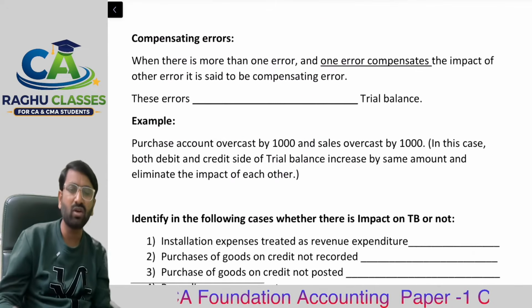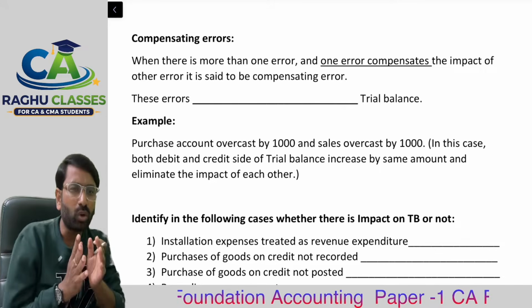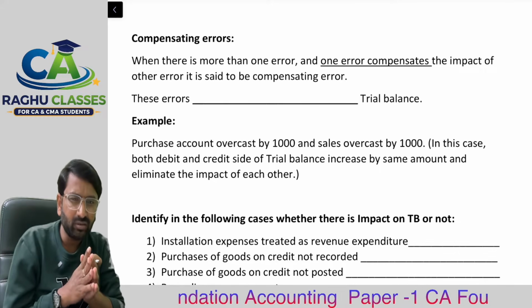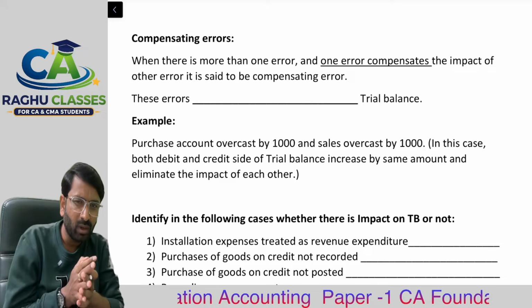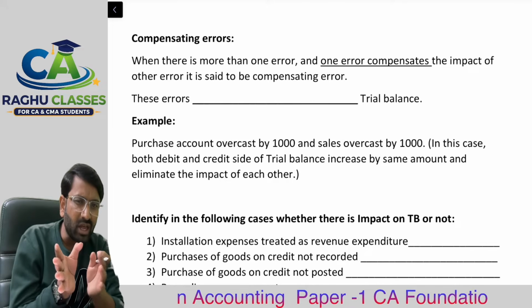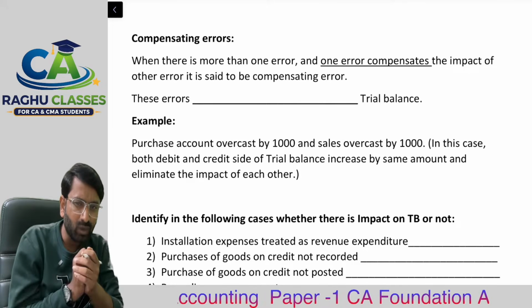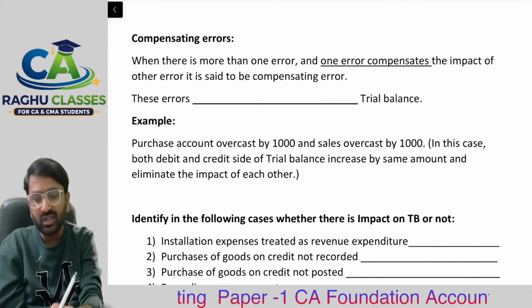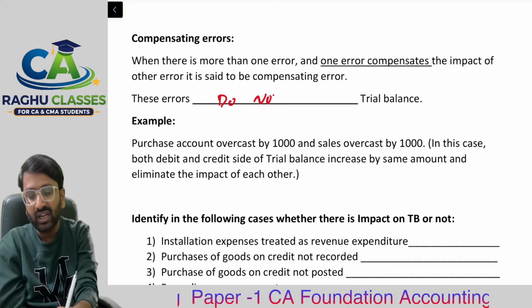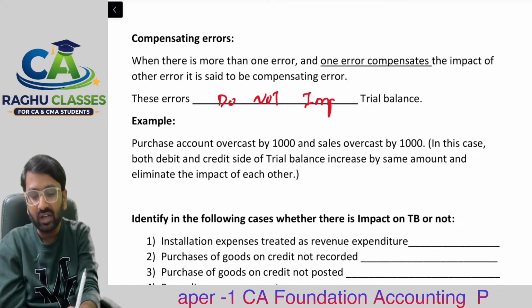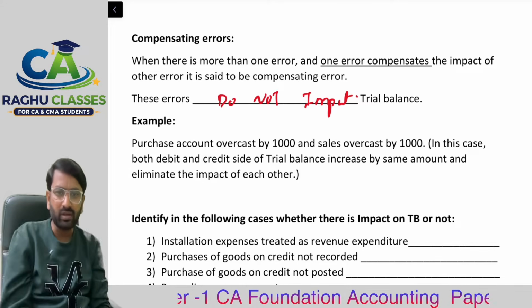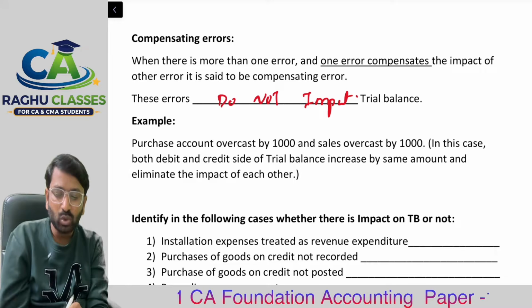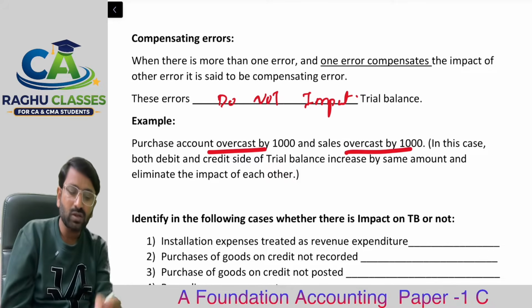We'll move on. Next. Compensating error. So if you want to call something a compensating error, there should be a minimum of two errors. And one error will nullify the impact of the other error. And because of that, your trial balance is going to tally. Clear? So these errors do not affect trial balance, do not impact trial balance. If you look at the example I gave, purchase account is overcast by 1000. Sales also overcast by 1000.